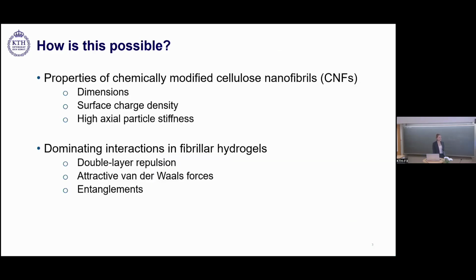And then we can ask ourselves, how is this even possible? And I would say two things. The properties of our chemically modified cellulose nanofibrils in terms of their dimension, which allow for particle entanglements at low concentrations, as well as the surface charge density, which is responsible for the colloidal stability in our liquid dispersion, as well as the particle stiffness, which will provide stability and strength to our network structure. But equally important is the interactions we have in our fibrillar hydrogels. And there we can have everything from double layer repulsion to our attractive van der Waals forces and entanglements.